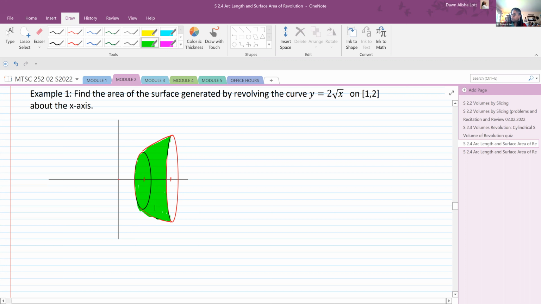All right, there we go. So that's the surface, and we need to find the surface area of it. Okay, so again, what were our steps? Write down y, find y prime, square the derivative, add 1 to it, simplify it, stick it under a square root, and then put it in the integral.